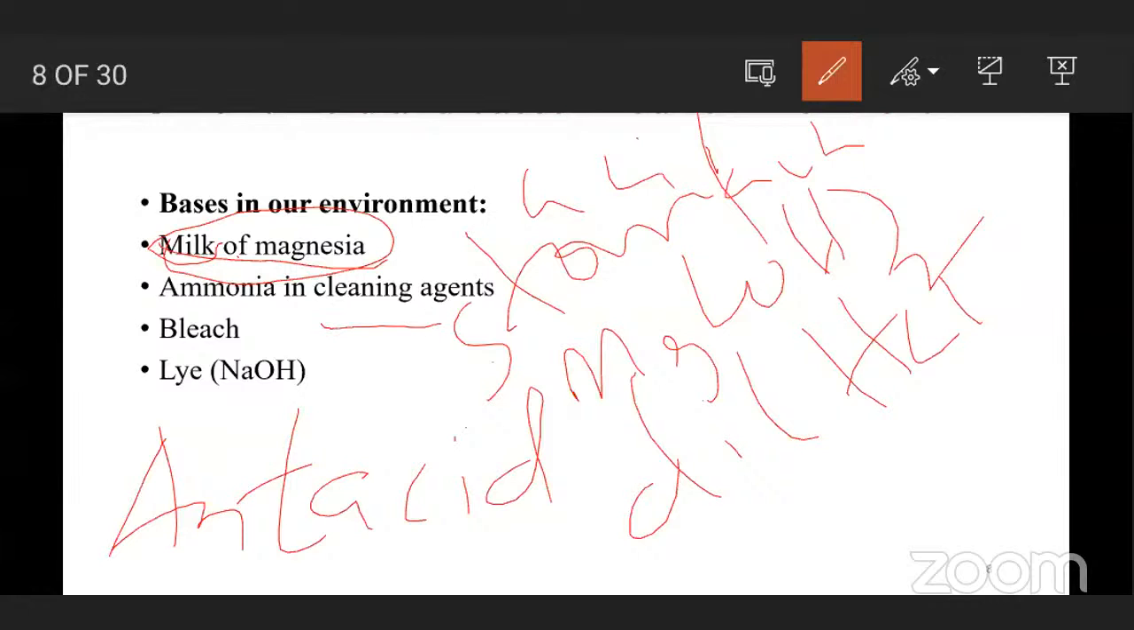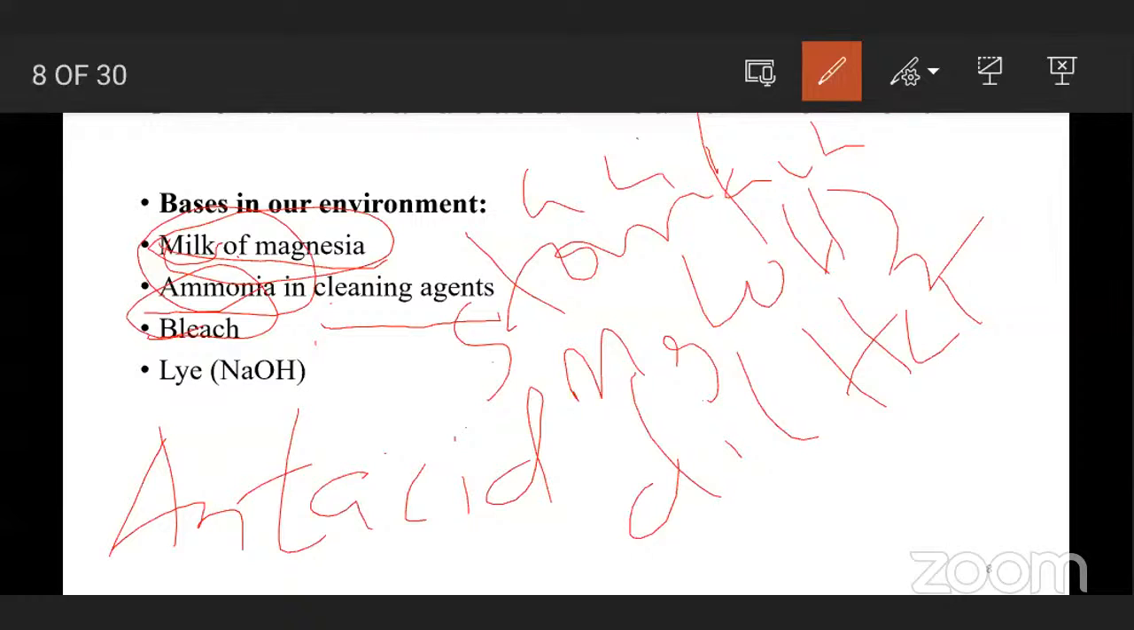Likewise, in some cleaning agents, we may have some ammonia, and that can also aid the cleaning effects of that cleansing agent. Some bleaches that you use, maybe hypo and all those bleaching agents, some of them, or even most of them, have bases in them. So how do you know that they are bases?